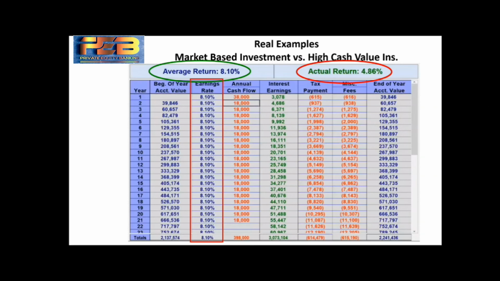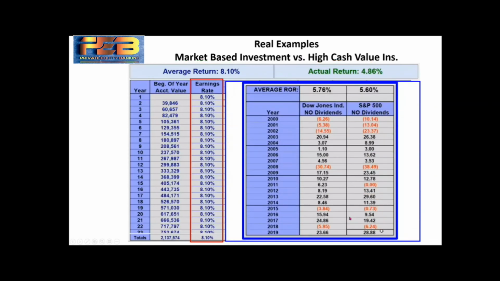When we can compare two different types of buckets, a taxable bucket to a non-taxable bucket, now these two buckets, because we've added these two columns, can be analyzed accurately. This again, the Dow Jones for 20 years, 5.76 average rate of return, 5.6 for the S&P.